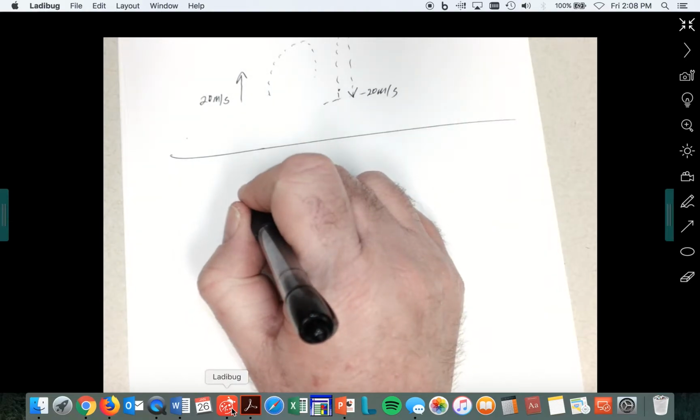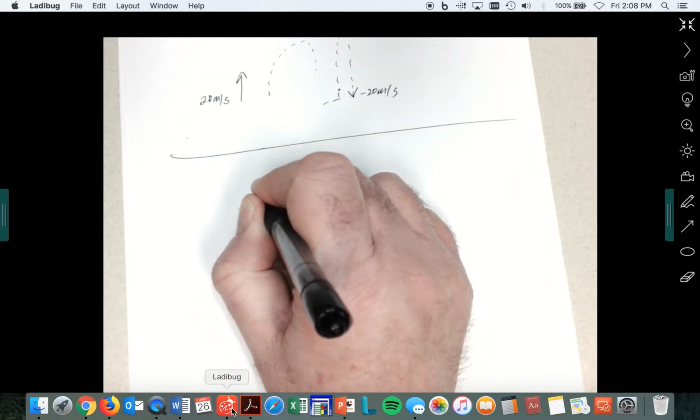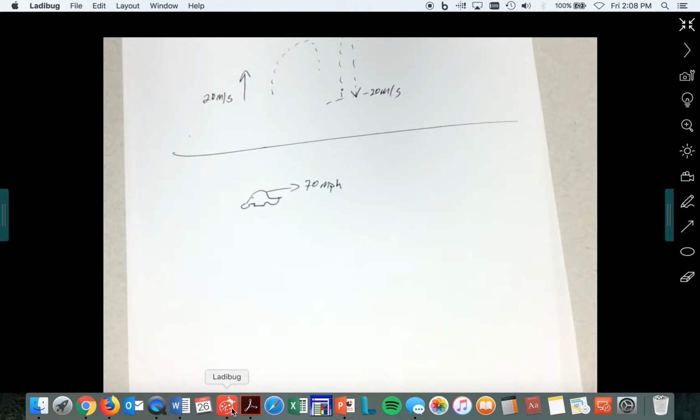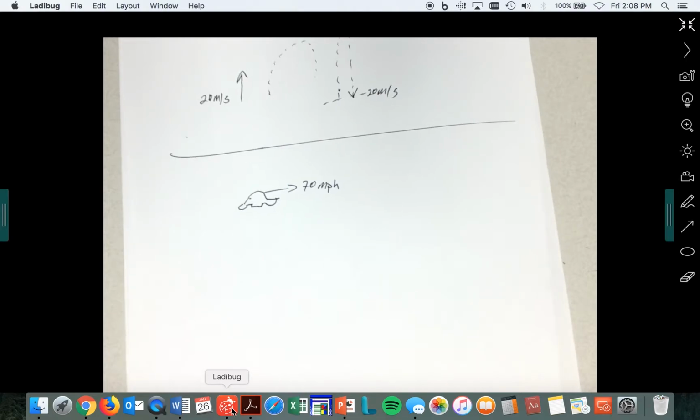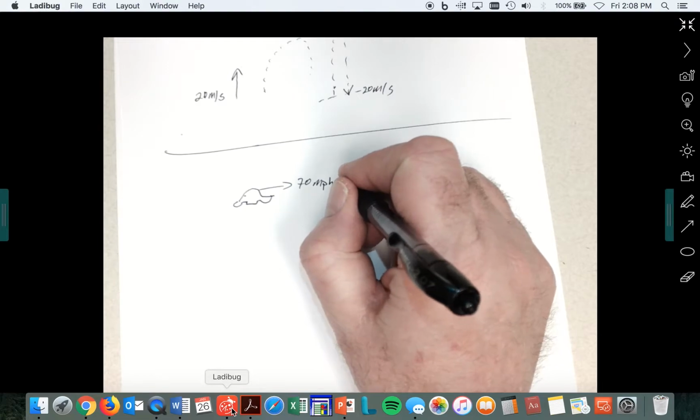All right, so I've got a car, and it is going 70 miles per hour. We're not going to mess with changing it. We don't need to make it meters per second. We'll just leave it as 70 miles per hour in the positive x direction.